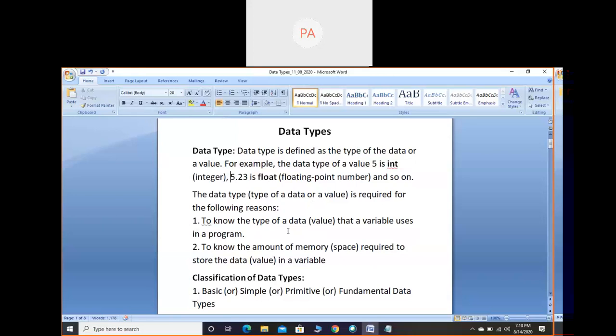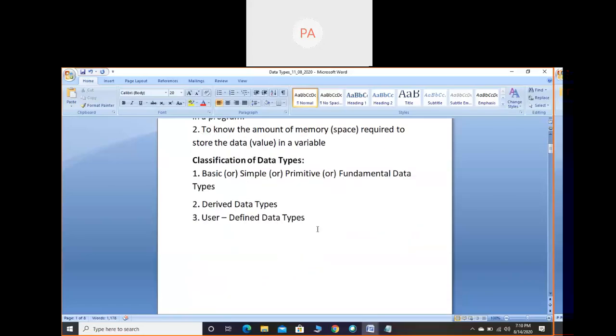See, if you want to keep anything in your home in a particular place, some space is required there. Similarly here also, when you are storing some values in the computer memory, in that memory some space is required. So that is the meaning of the second reason.